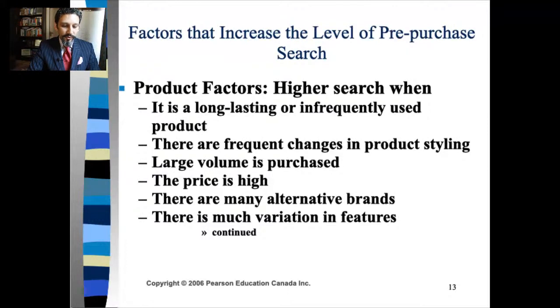So, for example, a washing machine is something that is relatively long lasting. Manufacturers usually say washing machines last for 5 years, right? So that is a product which is longer lasting. A car is something that is longer lasting. A house should be long lasting. So, infrequently used products again.